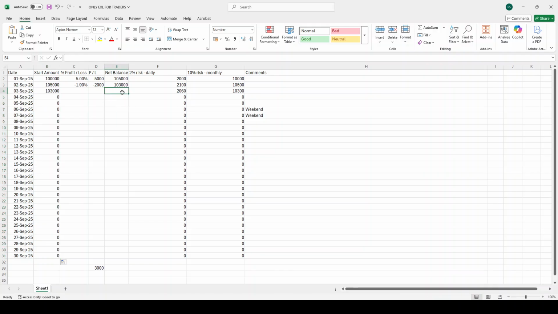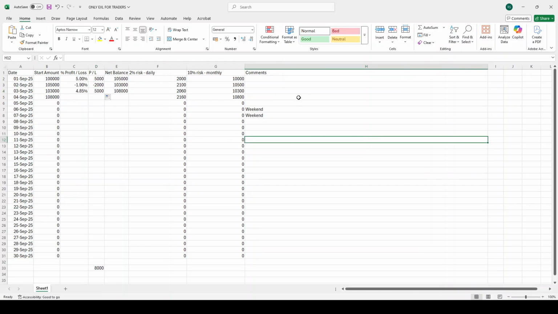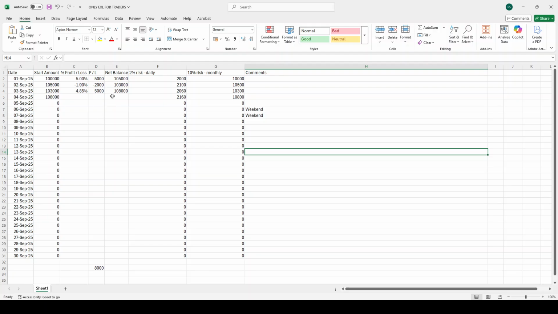Day after that, my capital went up to 1,08,000. Then I just need to drag this. The formulas will automatically start working. That means I again made 5,000. So now my capital is 1,08,000. You see the column is automatically populating. So that means next day I'm starting with 1,08,000, right?